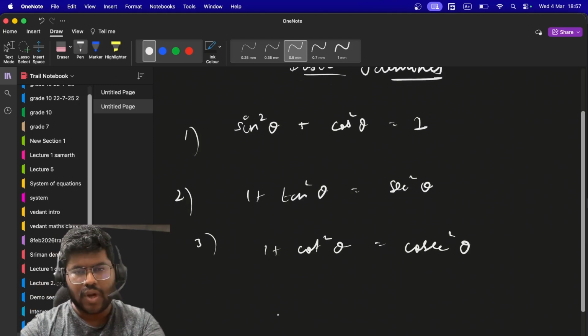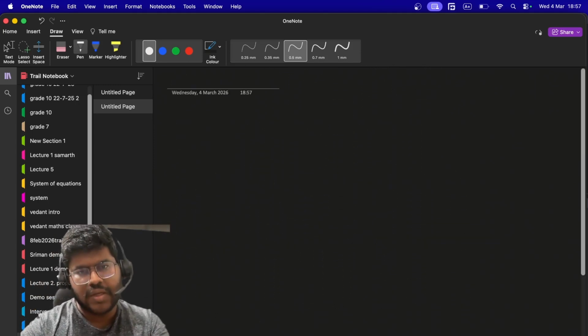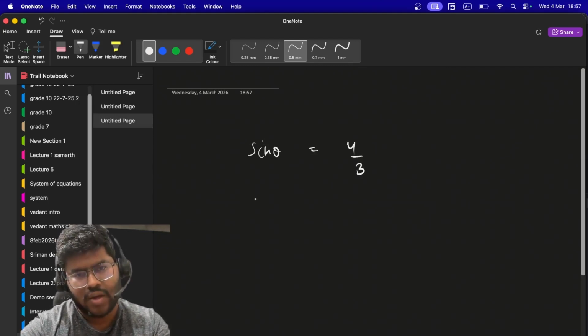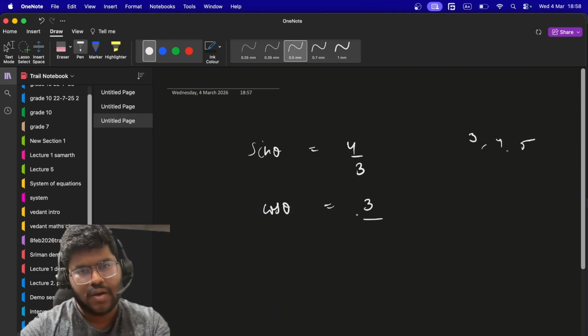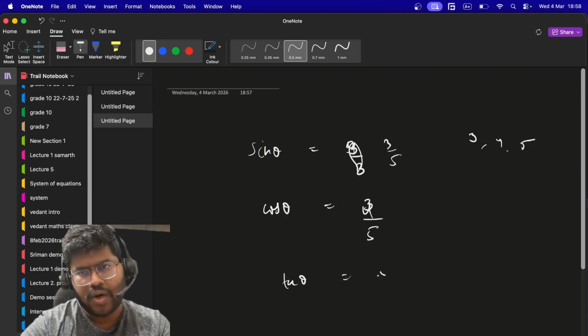Okay. So now basically, what is the use case? See, if it is a 3, 4, 5 triangle, then sine of theta is 3 over 5, cos of theta would be 4 over 5, and tan of theta would be 3 over 4, right?